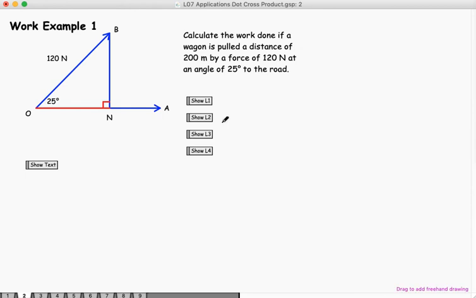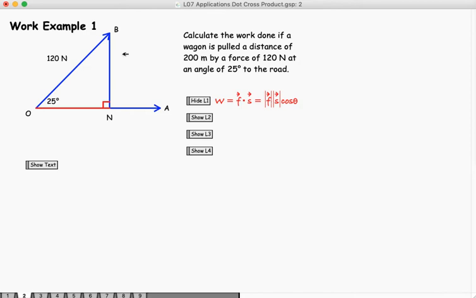So calculate the work done if a wagon is pulled a distance of 200 meters by a force of 120 newtons at an angle of 25 degrees to the road. And again, because this is work, work is a dot product. So we'll start with that. It is the dot product of the force with the displacement vector. That's the magnitude of F times the magnitude of S times the cos of theta.